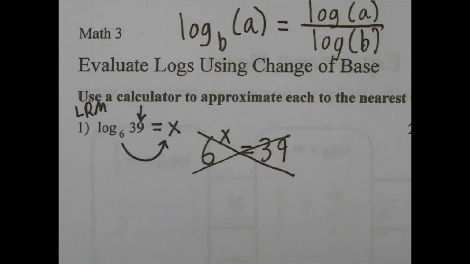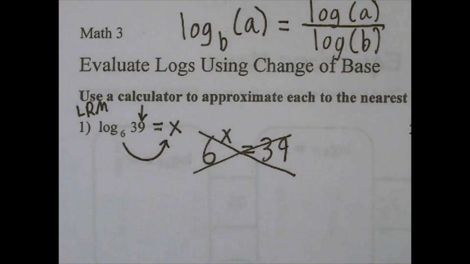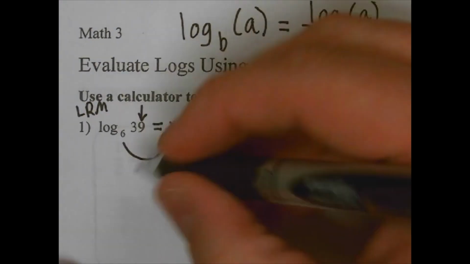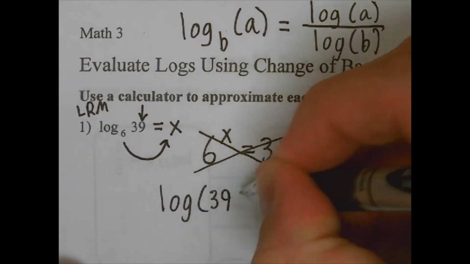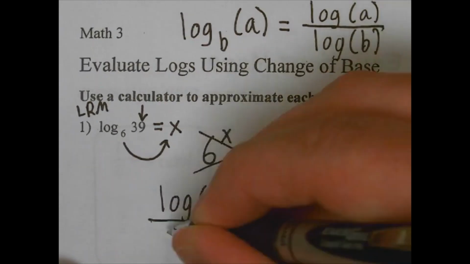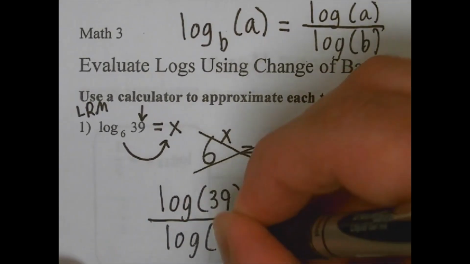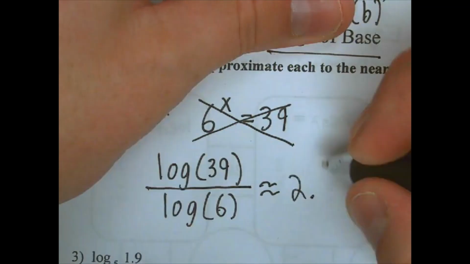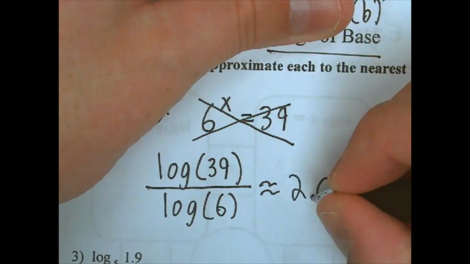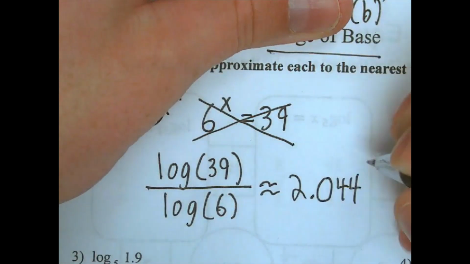So if I look at number 1 and use the change of base formula, then I would put log of 39 on top and log of 6 on the bottom. Log 39 on top, log 6 on the bottom. This is a decimal. I'm going to round it 4 places out. So this will be 2.0447.